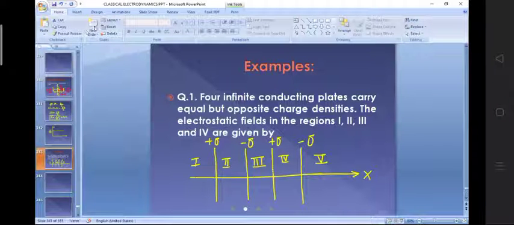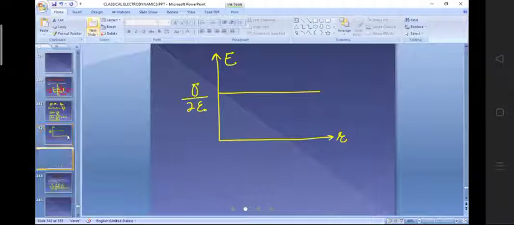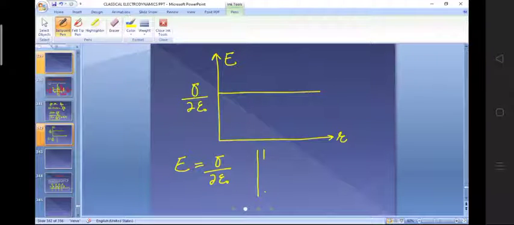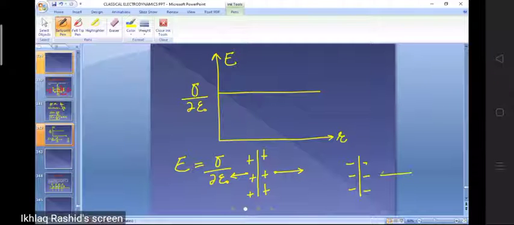And what you know is this: the electrostatic field due to a positive sheet is equal to sigma by 2 epsilon naught away from the sheet. For example, here we have a positively charged sheet. So the electrostatic field at this point will be in this direction, and at this point it will be in this direction. That will be away from it. Fine. And if there's a negatively charged sheet like this, then the electrostatic field due to the negatively charged sheet will obviously be towards the sheet.